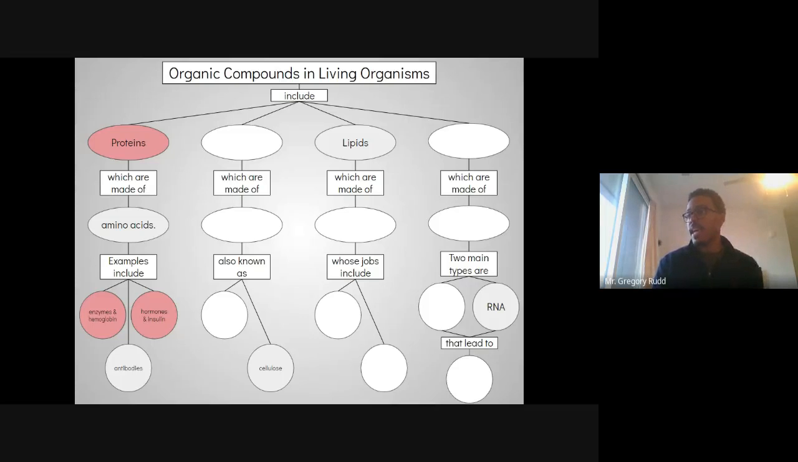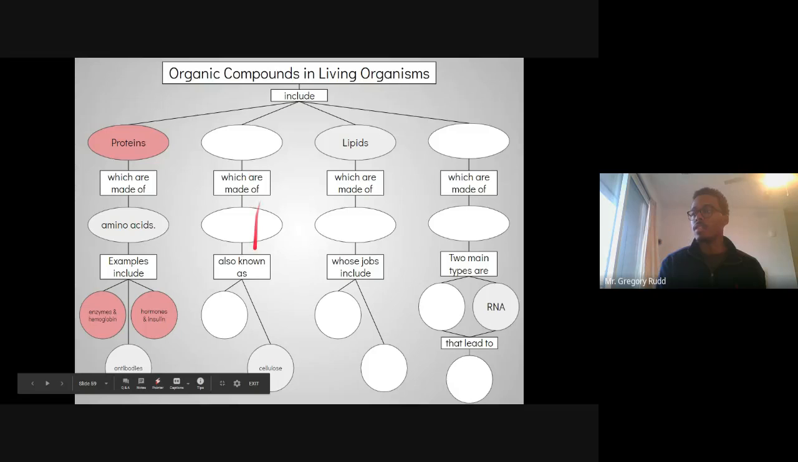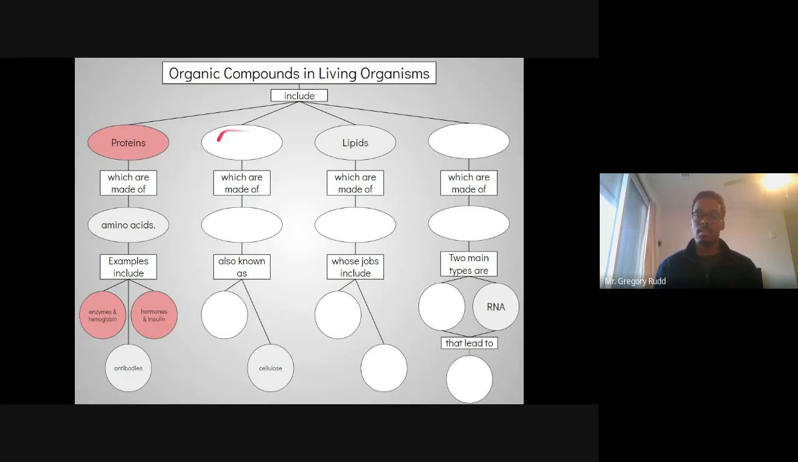Okay, let's look at this second stream or second chain. Here, we're not really given much information until that last circle. It says also known as. So we're thinking of blank, which are made of something, which could also be known as cellulose. So what do we think this stream is talking about? Which of our 4 organic compounds? Good, excellent, Jason. So this is about carbs.